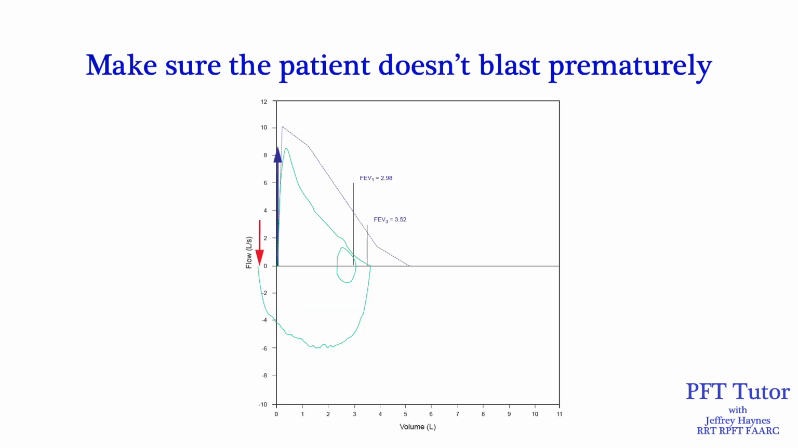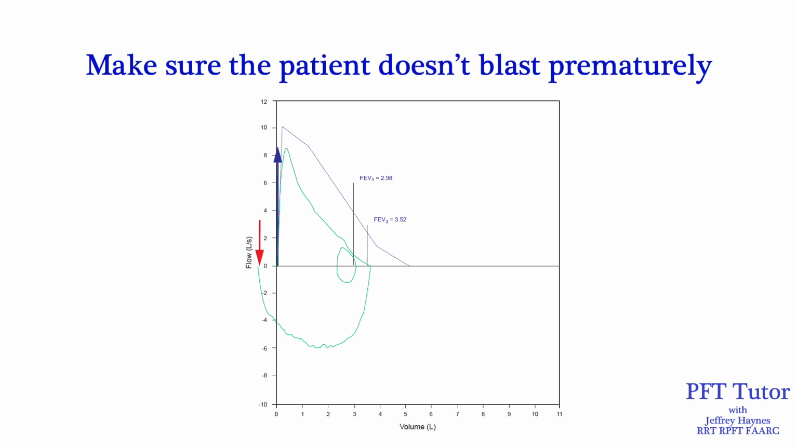A word of caution. If you allow the patient to do the spirometry maneuver on their own, be watchful for incomplete inhalation prior to forced exhalation. Sometimes the patient is so focused on performing a good blast that they do it prematurely before they have completely inhaled. An incomplete inhalation will result in a reduction in both vital capacity and FEV1.